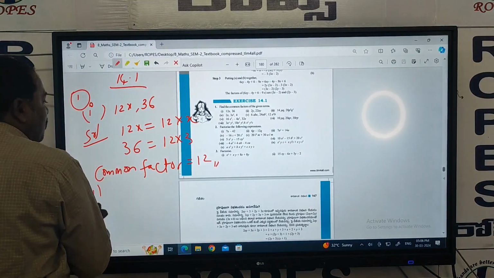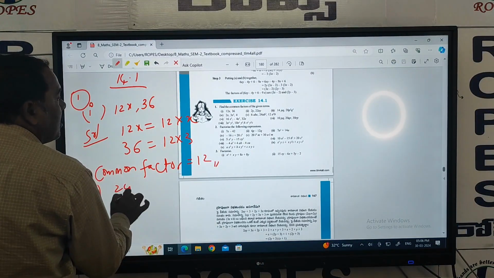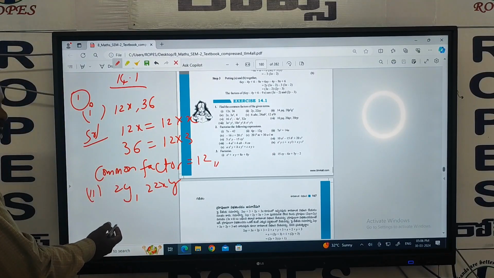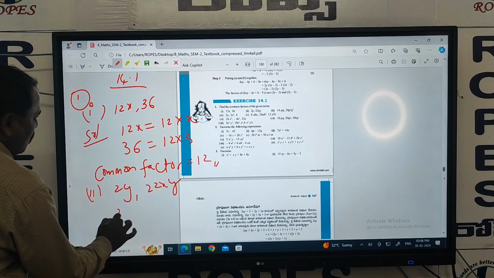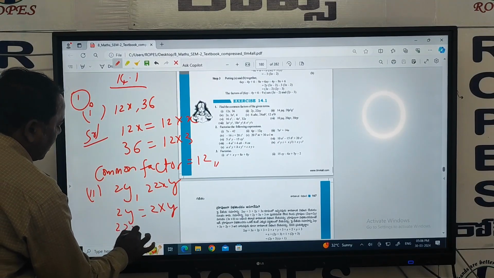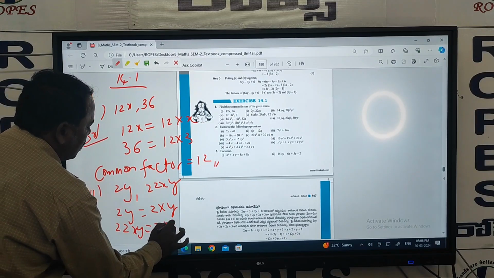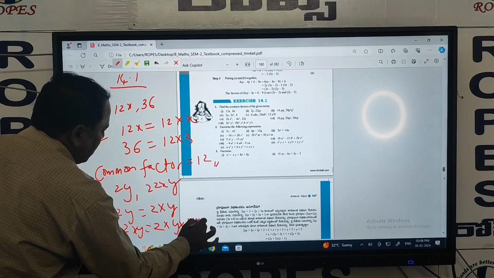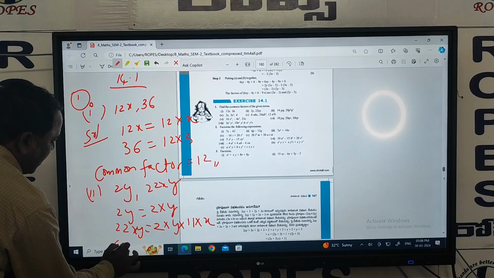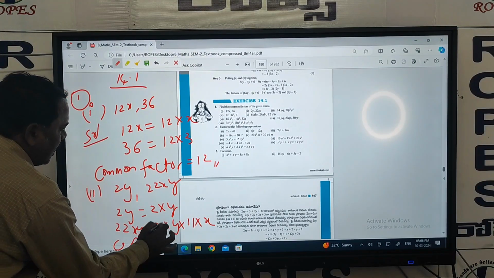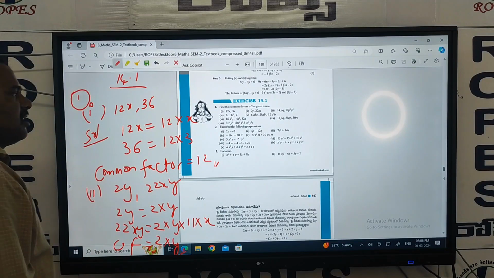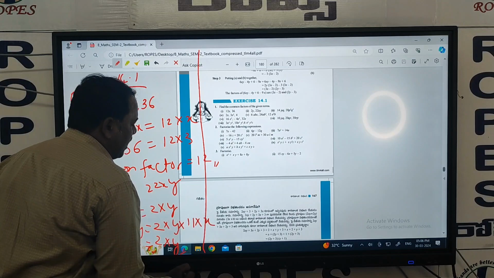Next, the second one, 2y, 22xy. In this, 2y is equal to 2 into y, and 22xy is equal to 2 into y into 11 into x. The common factor here is 2 into y. This is the common factor. So directly we can write it as 2y.